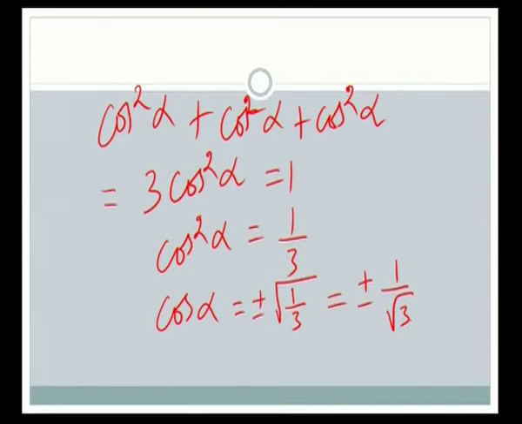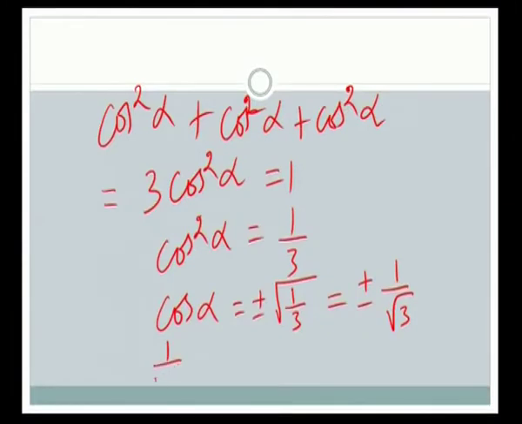So this is the value of cos alpha, one of the directional cosines. All the three directional cosines will be the same, because the line makes equal angles with the coordinate axes. Directional cosine depends on the angle made by the line with the coordinate axis. So the directional cosines in this problem will be 1 by root 3, 1 by root 3, 1 by root 3. This is one directional cosine.